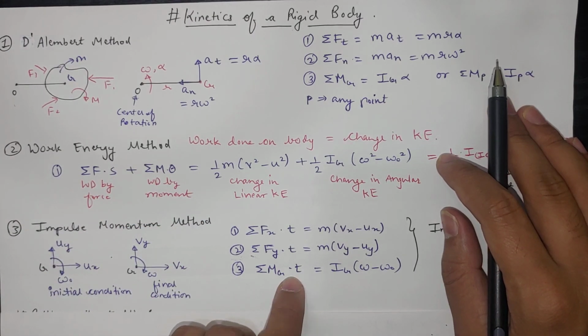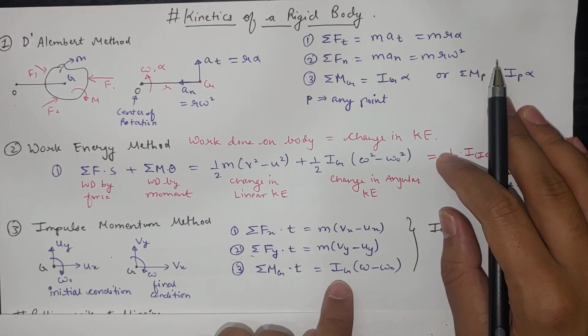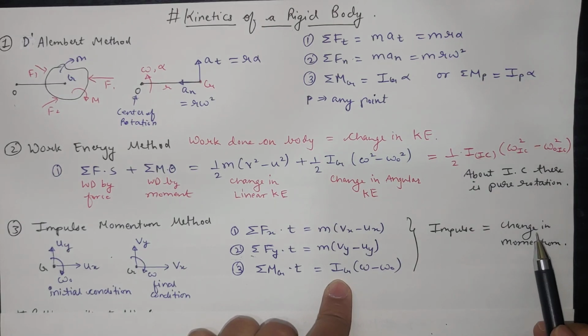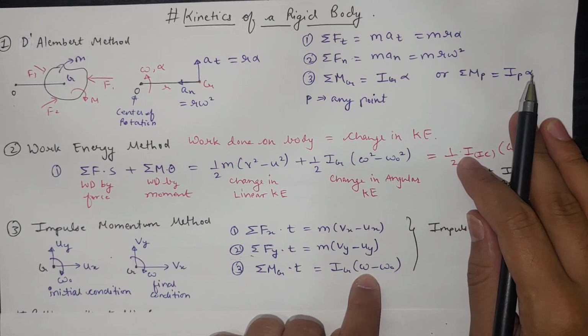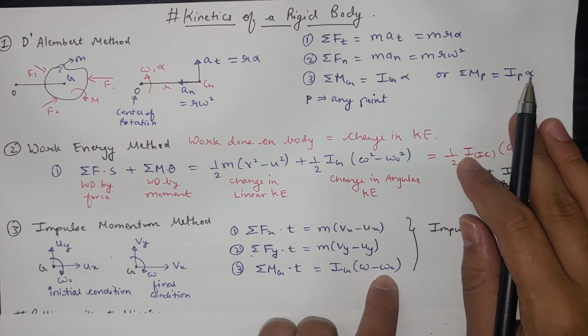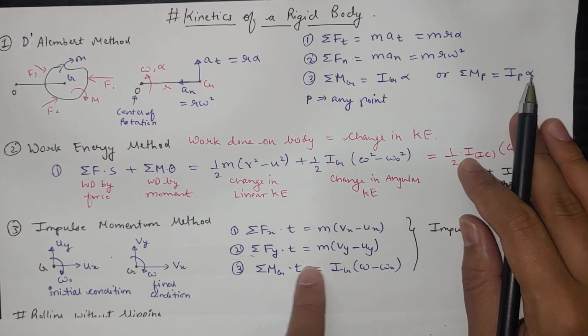So at G, at the time of impact, the moment of the forces will change the angular momentum of the body. So the change in angular momentum is Ig into (omega minus omega naught). Omega is the final angular velocity, and omega naught is the initial angular velocity. So these three equations we can use and find all the variables which are given.